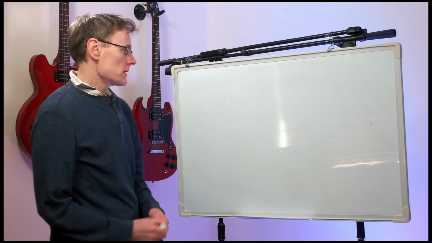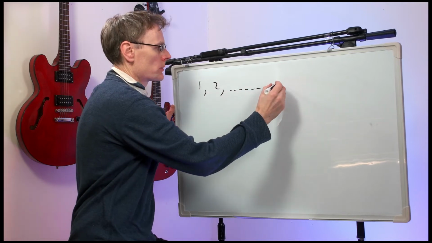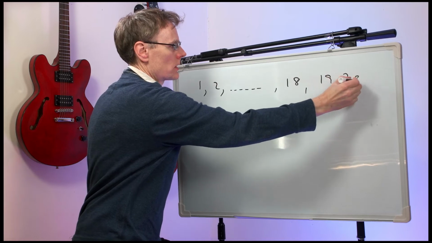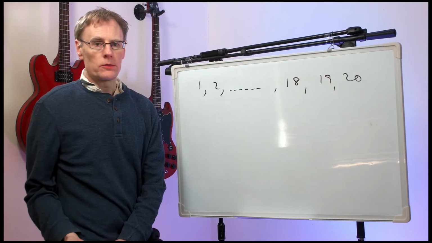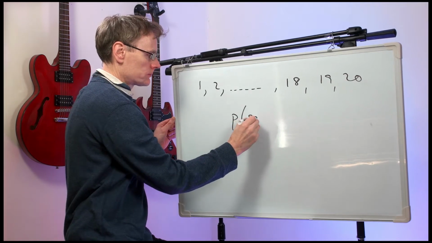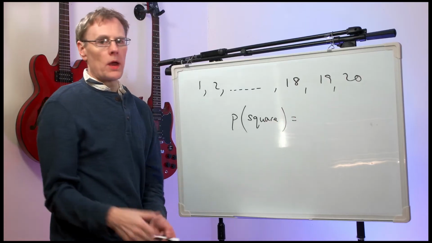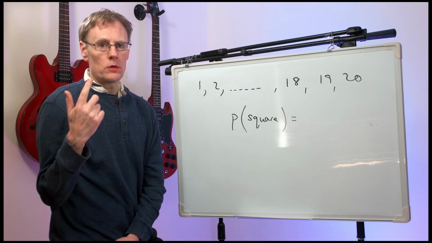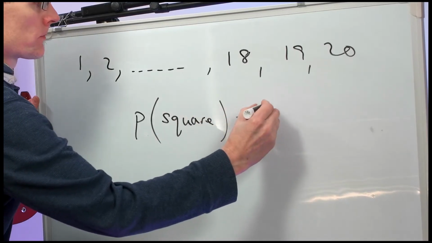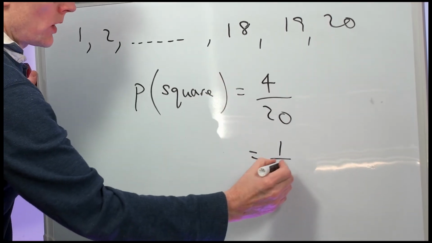From the numbers 1 to 20 inclusive, what's the probability you would choose a square number? The numbers 1 to 20, so we have 1, 2, all the way up to 18, 19, and 20. So we have 20 numbers. What's the probability of choosing a square number? Well, you have 1, 4, 9, or 16. You have 4 chances. 4 out of 20 would be 1/5.